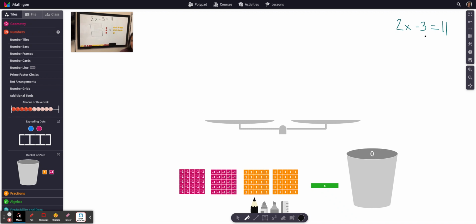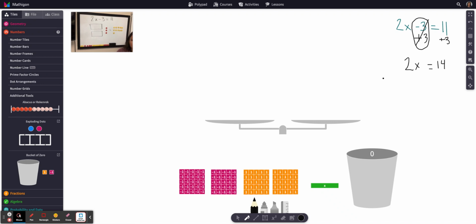I like to move anything that's being added and subtracted first. Not that that's the first step that you have to take. That's the path that I like to go. Properties of equality say whatever I do to one side, I must do to the other. We know that negative 3 plus 3 is giving me 0, leaving me with just the 2x here, is equal to 11 plus 3 is 14.